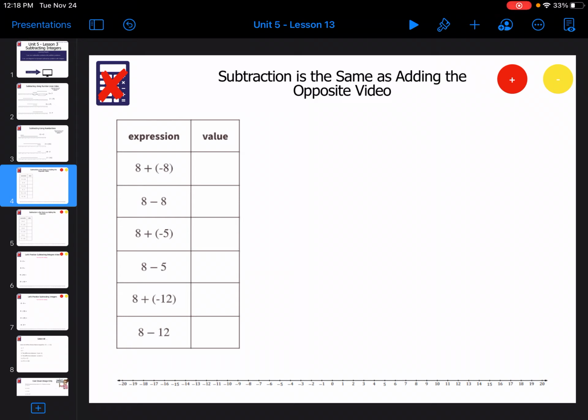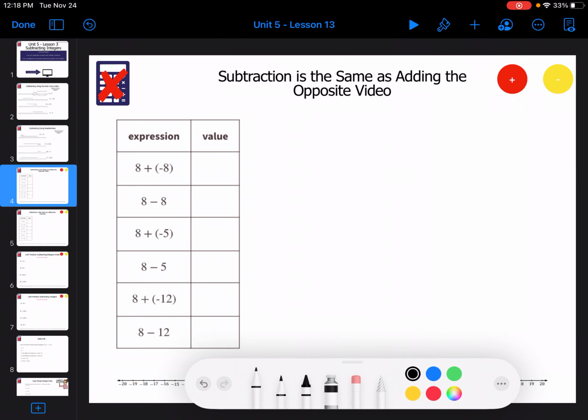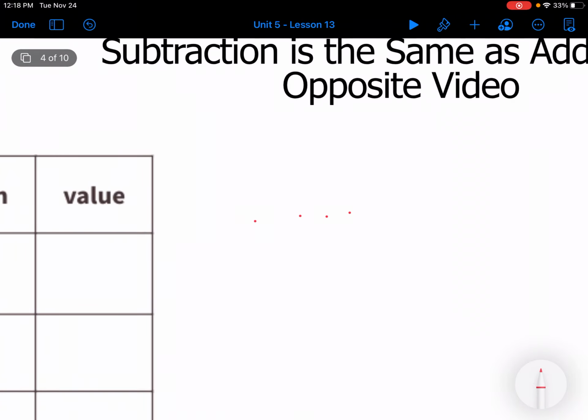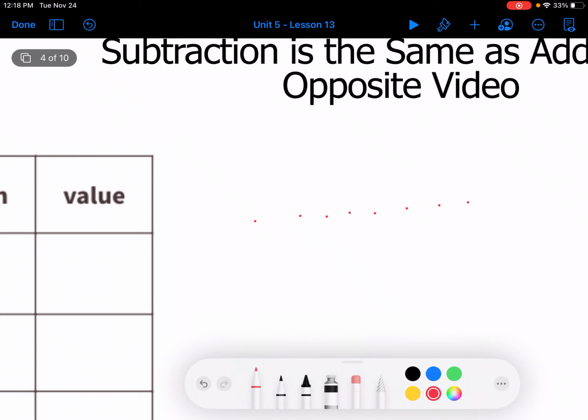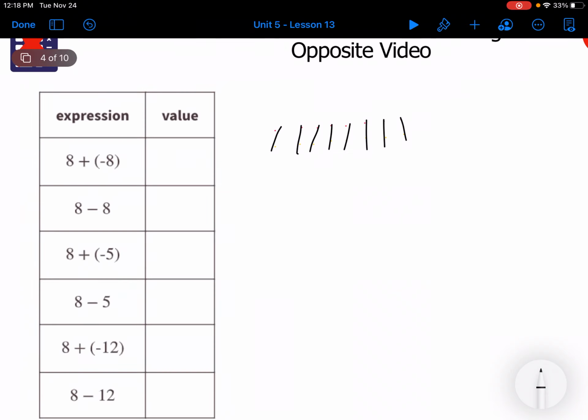All right, so now we're going to think about subtraction as the same as adding the opposite. So subtracting is going to be the same as adding the opposite. So if I'm doing my problems, I have negative 8 and positive 8. I'm going to go back to my chips. So I have 1, 2, 3, 4, 5, 6, 7, 8. And then I have negative 1, 2, 3, 4, 5, 6, 7, 8. And we talked about how we make our 0 pairs. We end up with 0, right?